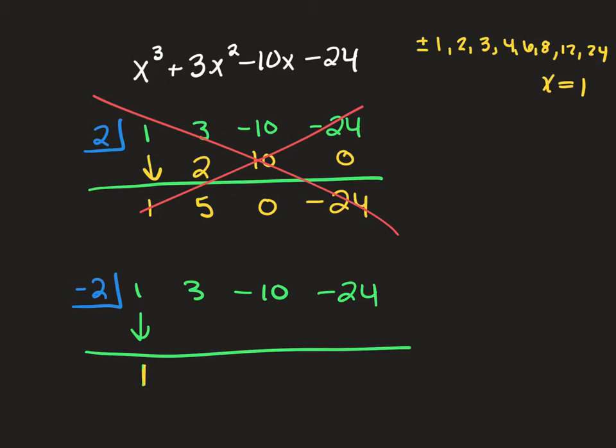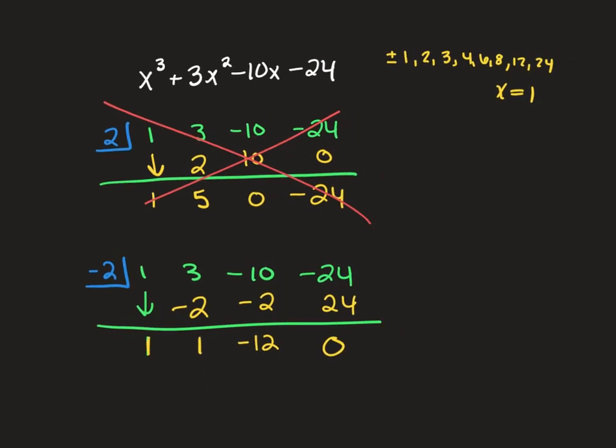And 1 times negative 2 is negative 2. 3 minus 2 is 1. Times negative 2 is negative 2. Negative 12. Positive 24. 0. Look at that. So then now we have a polynomial. Right, so we know over here that x is also equal to negative 2. So then now we have x squared plus x minus 12 equals 0.